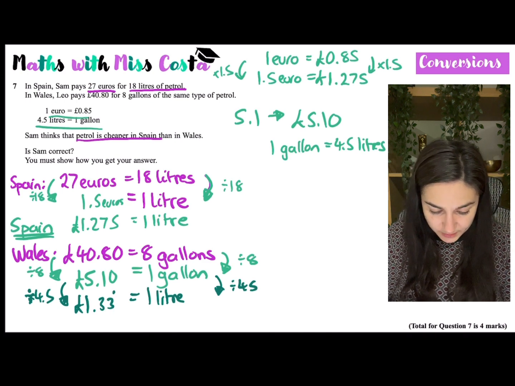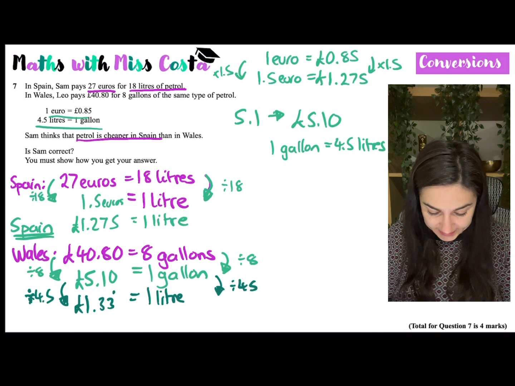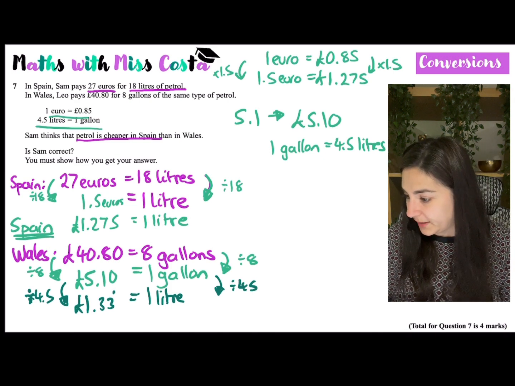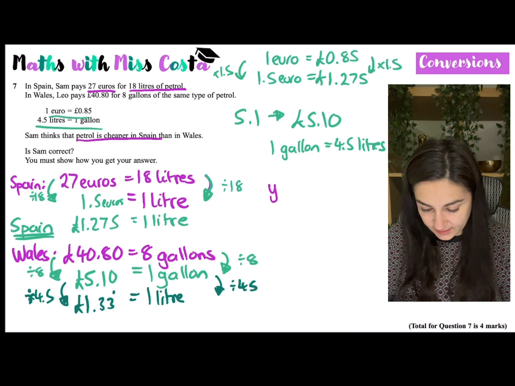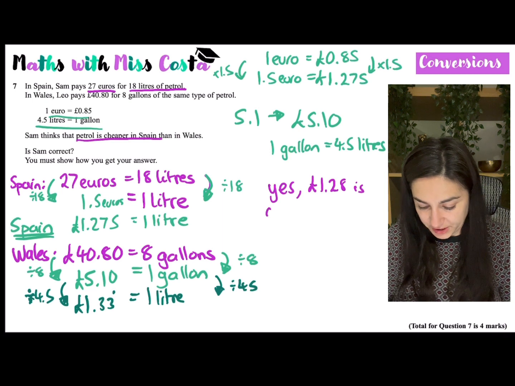So therefore, the question is saying Sam thinks petrol is cheaper in Spain than in Wales. Is he correct? Yes. £1.28 is cheaper than £1.33.